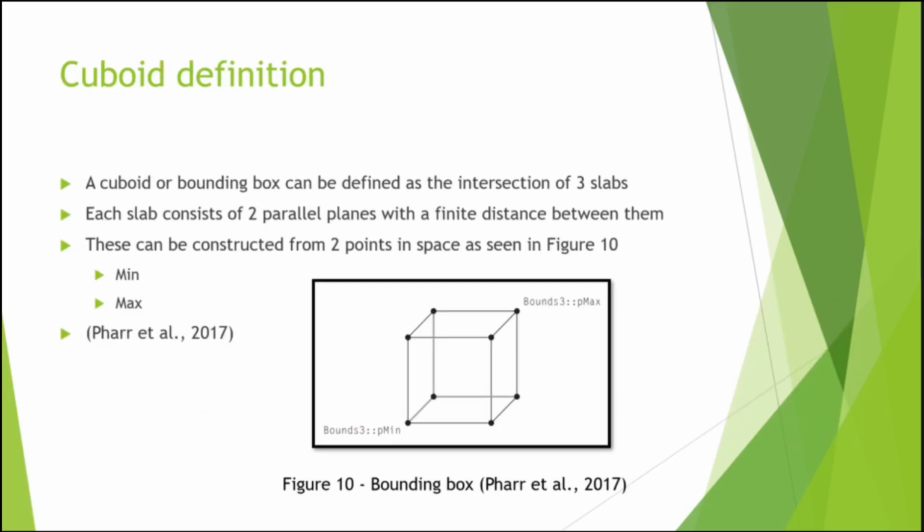What about cuboids? Cuboids can be defined by a minimum and maximum point. Anything between these 2 points in space will be part of the cuboid. And we can use these min and max points to define slabs about each axis. A slab is essentially two parallel planes. The distance between these parallel planes is finite, but they extend infinitely in the other two axes. So taking, for example, the X slab, there's a finite distance between these planes, and the planes lie on the YZ axis.